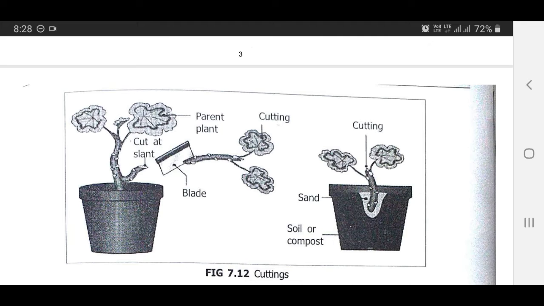You see how to cut the stem cuttings from the parent plant. It should be cut in a slant fashion from the parent plant, and then this cutting is planted in a rooting medium. Rooting medium generally contains sand, soil or compost.